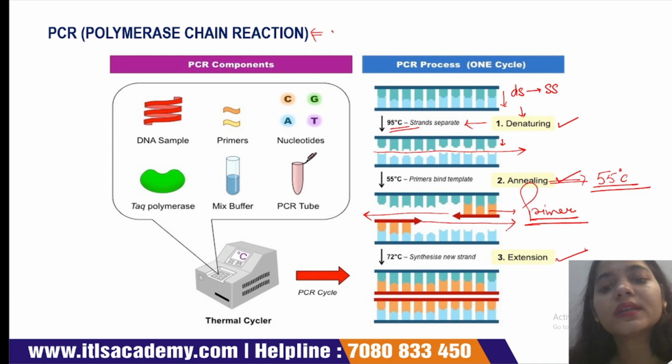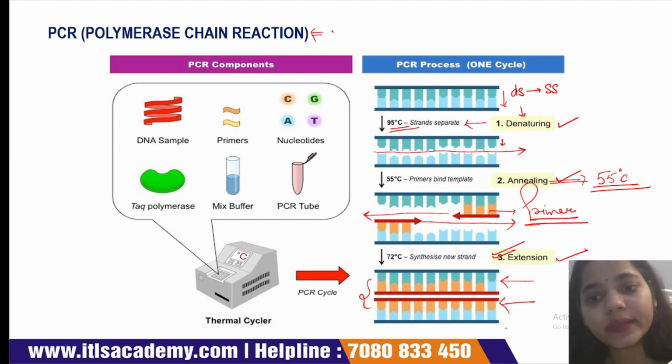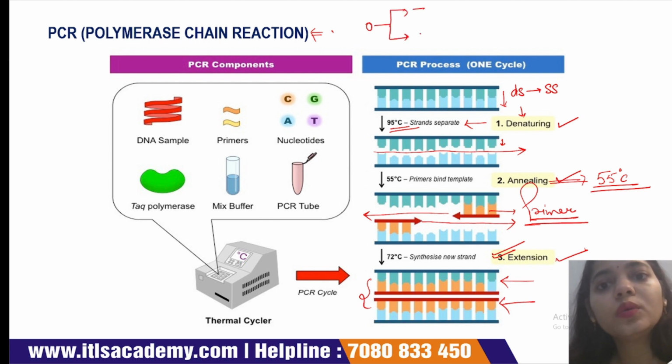After the annealing process, the third process is extension. In this step, our DNA will be amplified, or synthesized. After performing this PCR process, we get copies of DNA. If we have a single DNA molecule, after the first cycle it converts into 2 DNA. After the second cycle, it converts into 4 DNA, then 8 DNA.